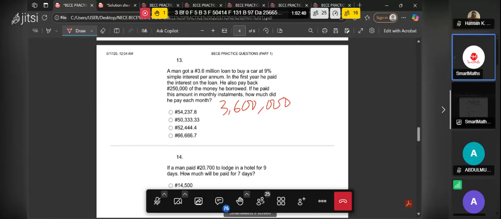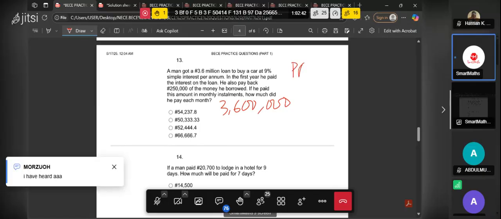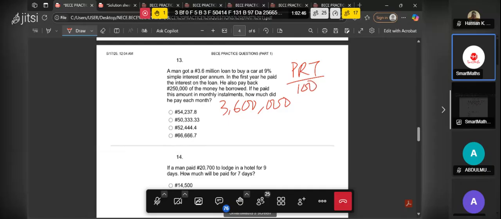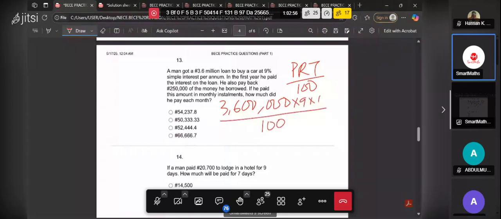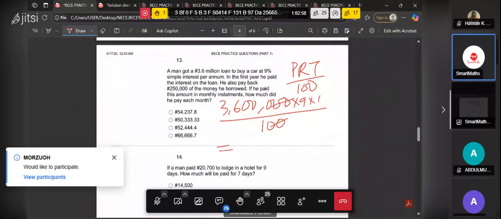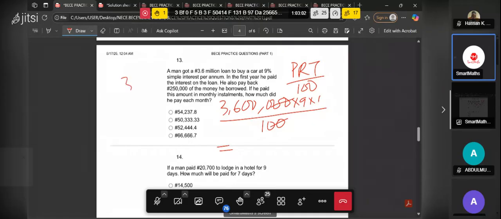That is the principal, simply as PRT over 100. So P is 3.6, the rate is 9, the time is 1 divided by 100. All right, so we cancel the zeros. Then we can multiply. Let's just multiply 9 by 36.